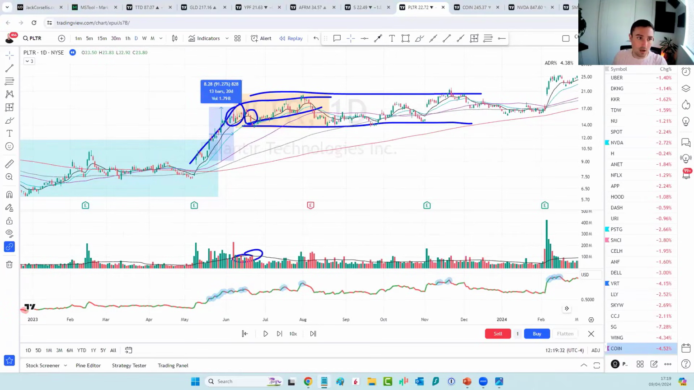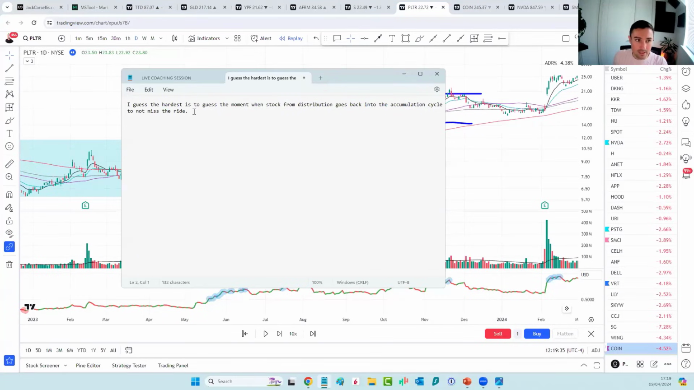So Arthur's saying, I guess the hardest is to guess the moment when the stock goes from distribution back into accumulation cycle to not miss the ride. Well, it links back to your identification. Where are you looking to buy the stock? Like, how do you identify a setup? So it's not hard at all.